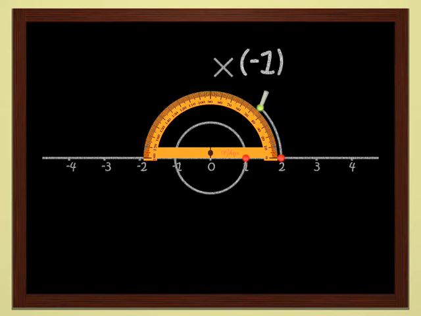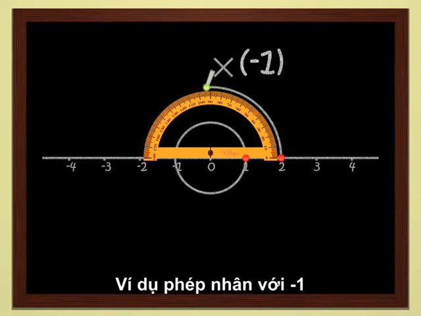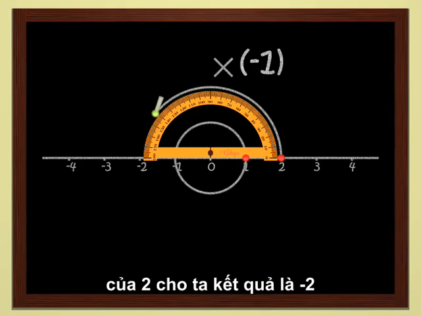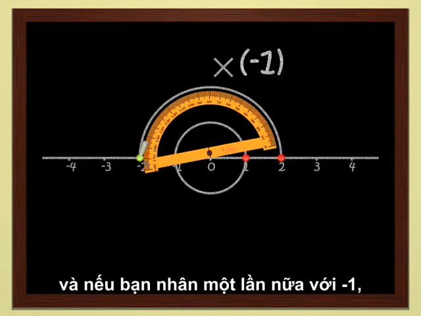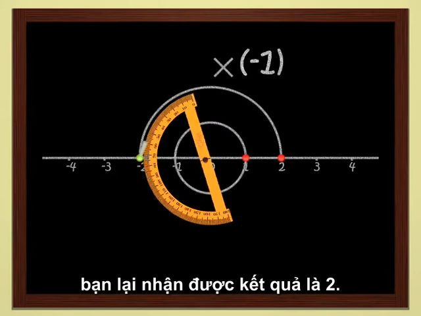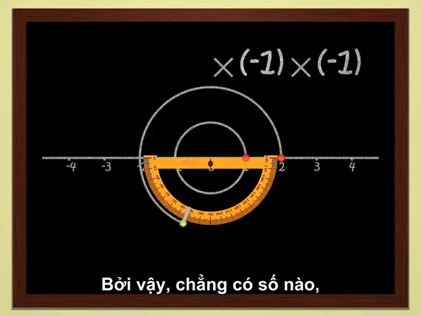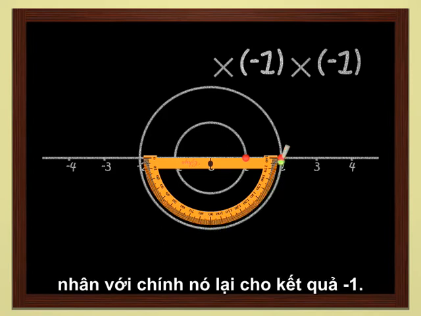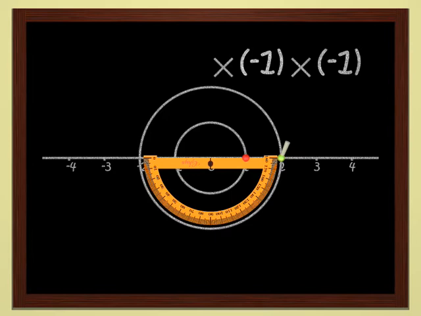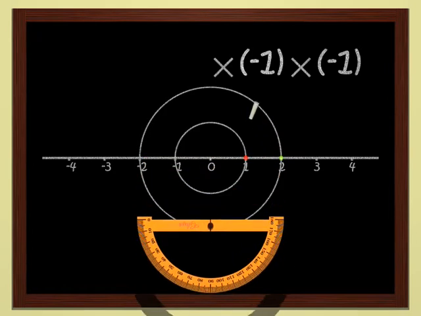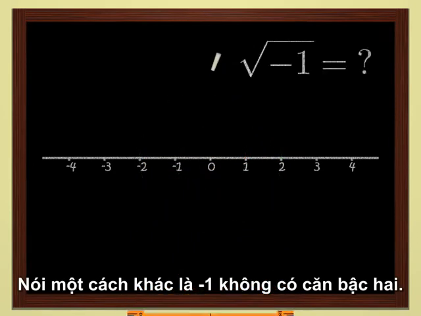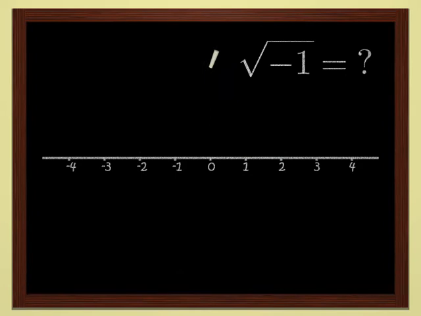Simple enough. You see, for instance, that multiplication by -1 sends 2 to -2, and that if you multiply one more time by -1, you come back to 2. Obvious, isn't it? Therefore, there is no number which, multiplied by itself, yields -1. Another way of saying this is that -1 has no square root.